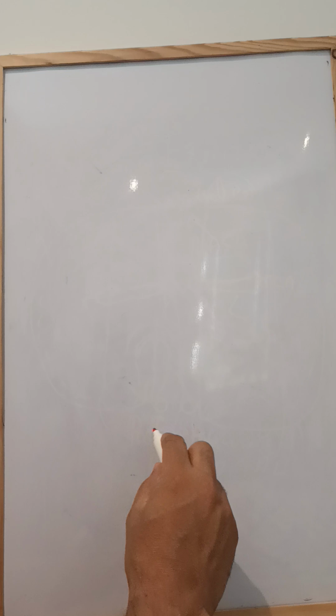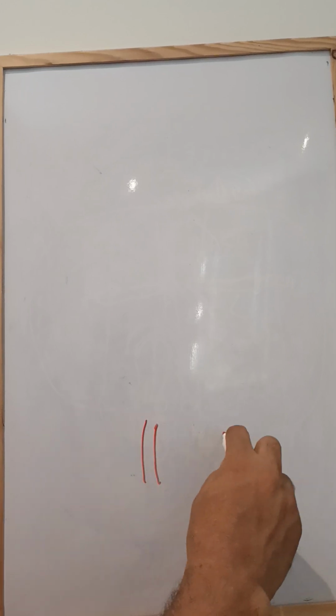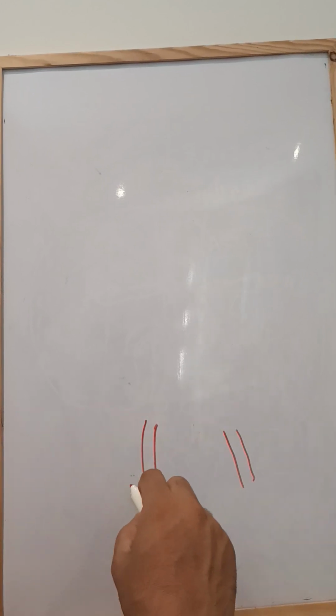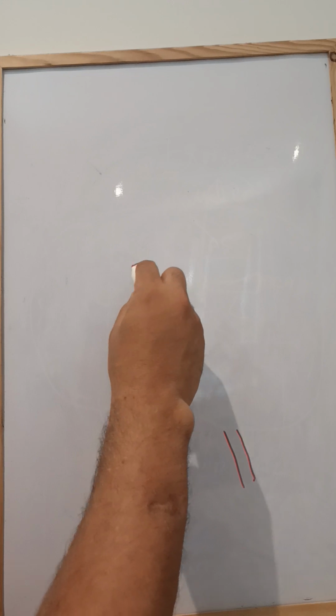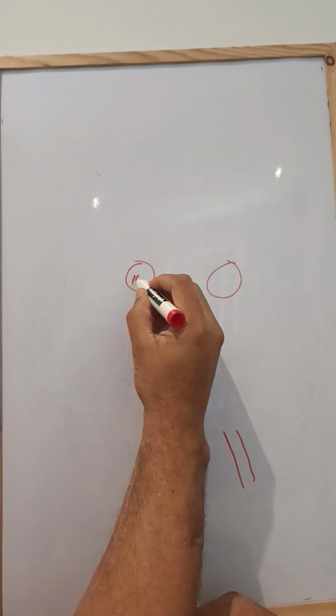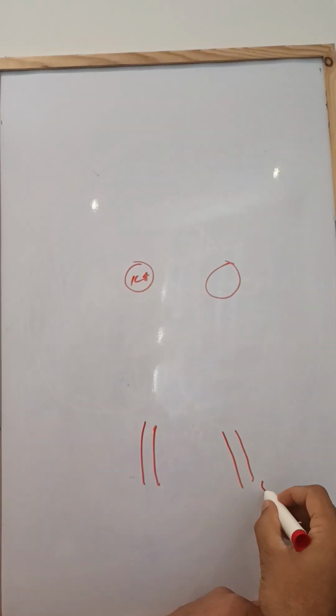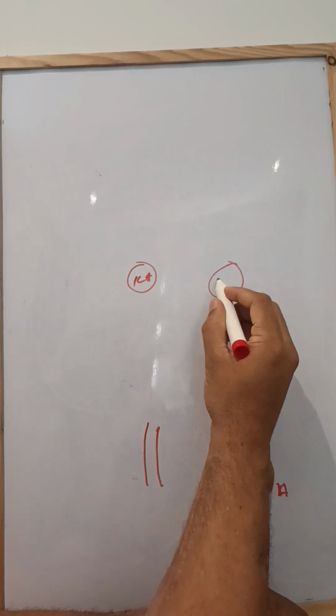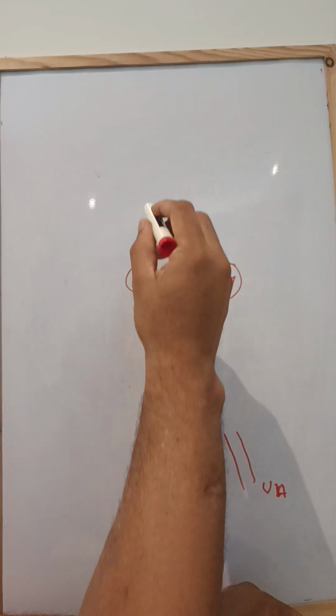The brain is basically supplied by two sets of arteries, namely two vertebral arteries and two internal carotid arteries. So the internal carotid artery is in front and the vertebral artery is behind. Now the internal carotid artery will give two branches.